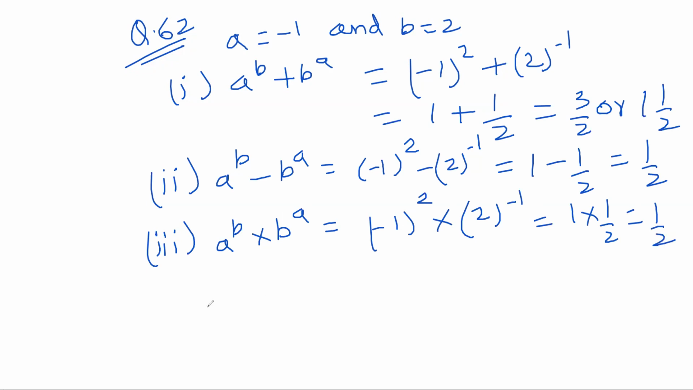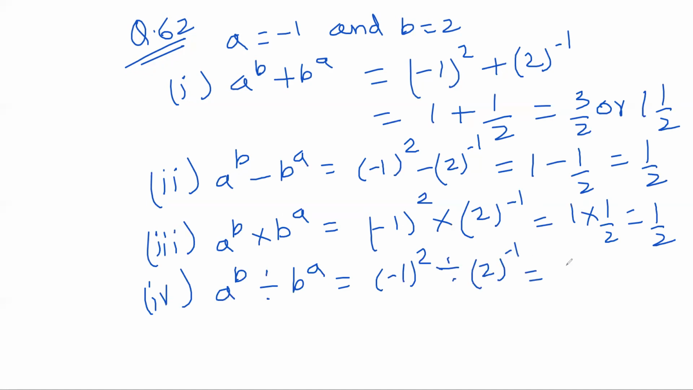Again half, isn't it? And finally, a raised to b divided by b raised to a, minus 1, square divided by 2 raised to minus 1. So 1 divided by 1 upon 2, which means 1 multiplied by 2. So you get answer 2. Is that clear?